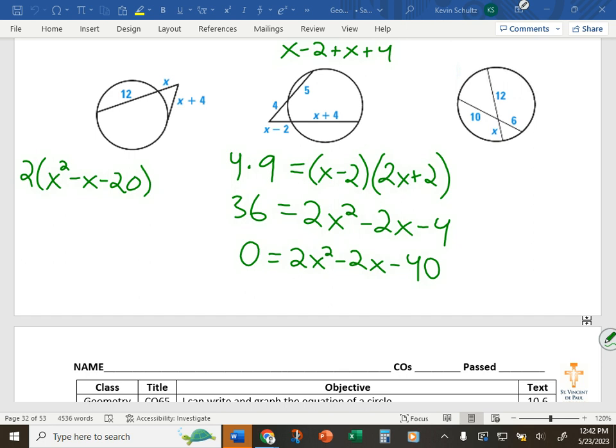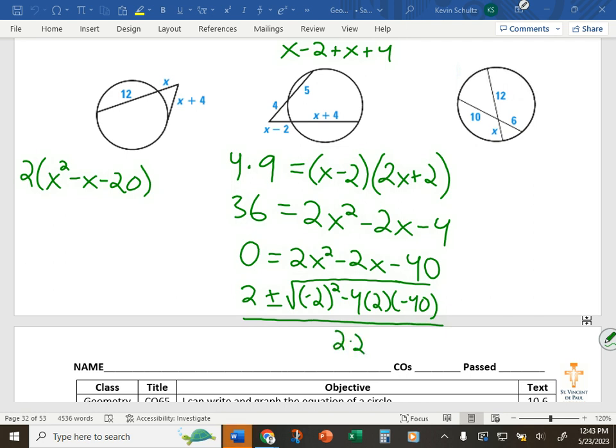Using the quadratic formula, it would look like this. Negative 2 is a positive 2, plus or minus the square root of negative 2 squared minus 4 times 2 times negative 40, all divided by 2 times 2.